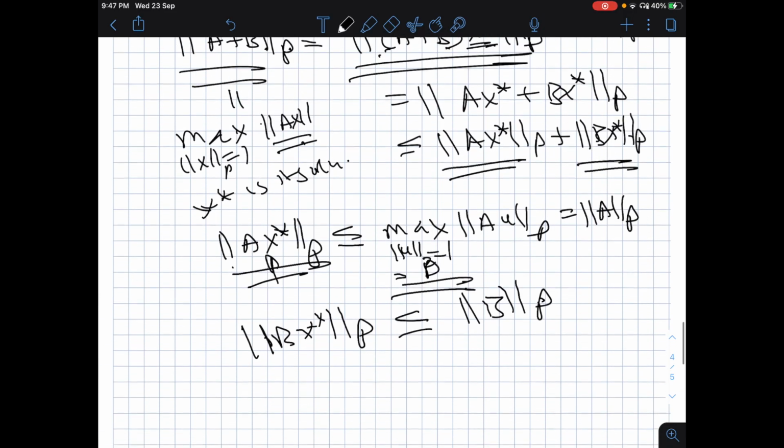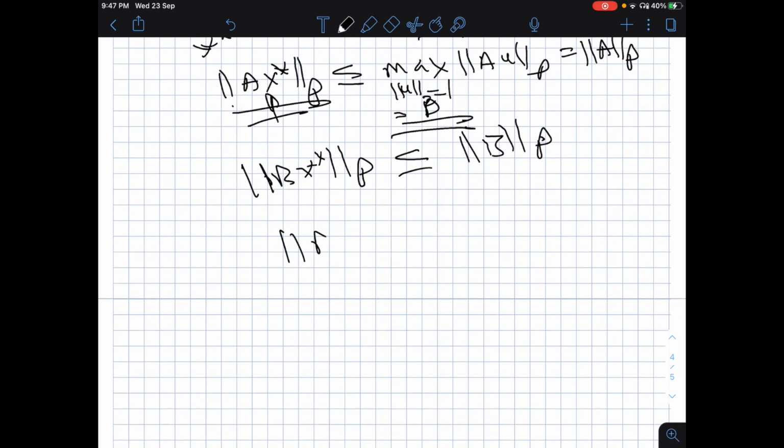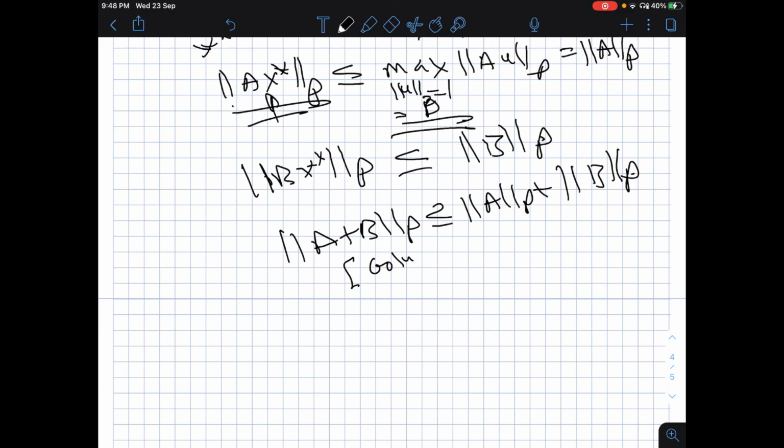So therefore this becomes less than or equal to the norm of A plus the norm of B. So we have derived the triangular inequality as well, and hence this is a vector norm. For more details I refer you to Golub and Van Loan, Matrix Computations, chapter 2.